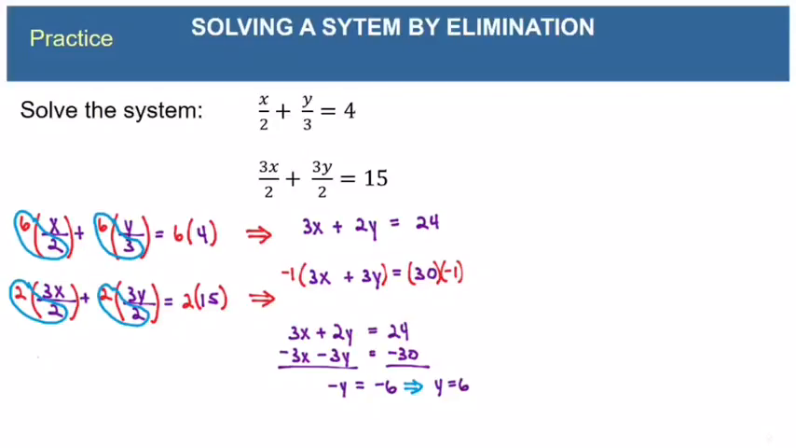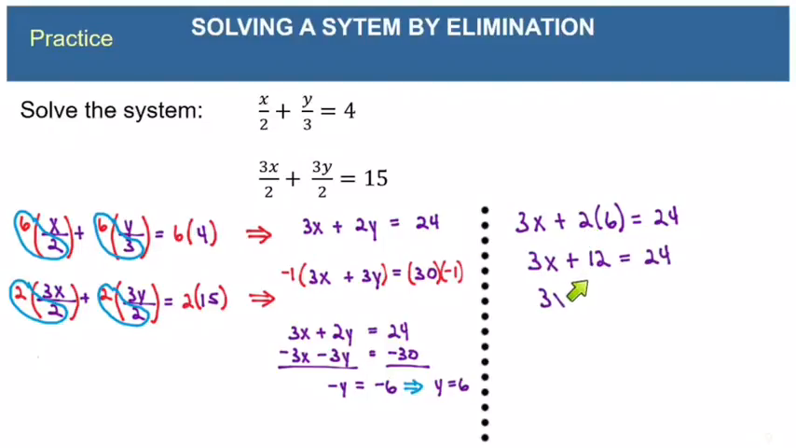And now let's substitute that 6 back into really any of our equations, but I'm going to choose to substitute it back into this equation from which I've already eliminated the denominators. I just think that'll be a little easier to handle. So I've got 3x plus 2 times 6 equals 24. Of course 2 times 6 is 12. Now subtract 12 from both sides and 3x equals 12, so that means x equals 4. And so our ordered pair solution is 4, 6.